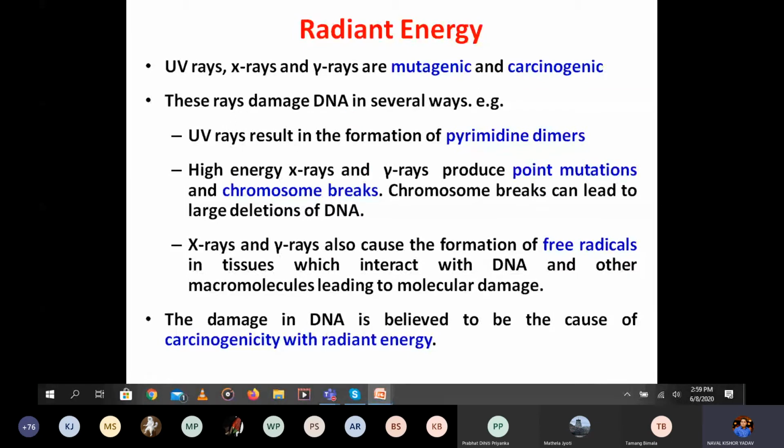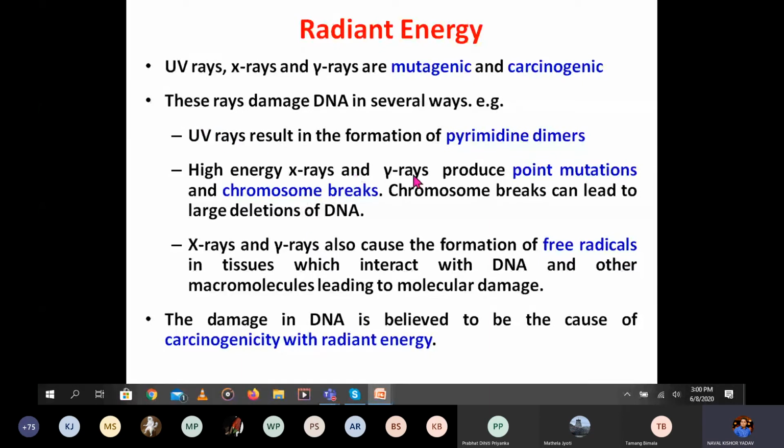to damage the DNA. Like UV rays result in the formation of the pyrimidine dimers. If you remember the purine and pyrimidine bases, the pyrimidine bases are uracil, thymine, and cytosine. So for pyrimidine dimers, mainly you can see the thymine. Two thymines will combine together to form the dimers. That is a pyrimidine dimer. So this also causes the DNA damage that results from the UV rays.